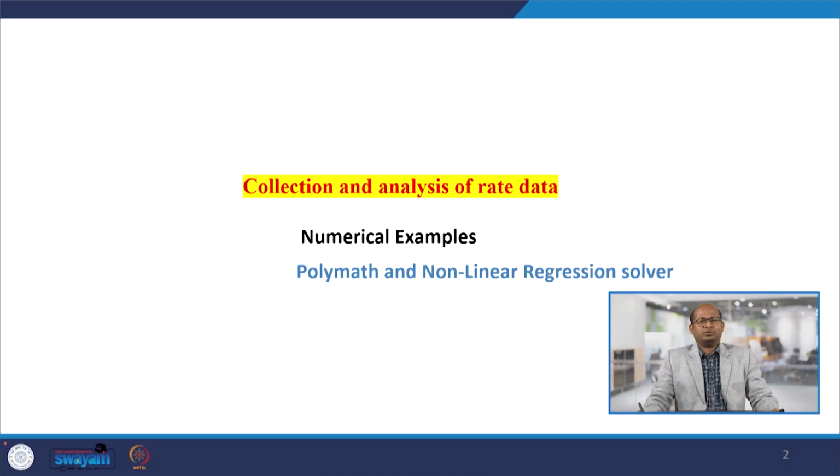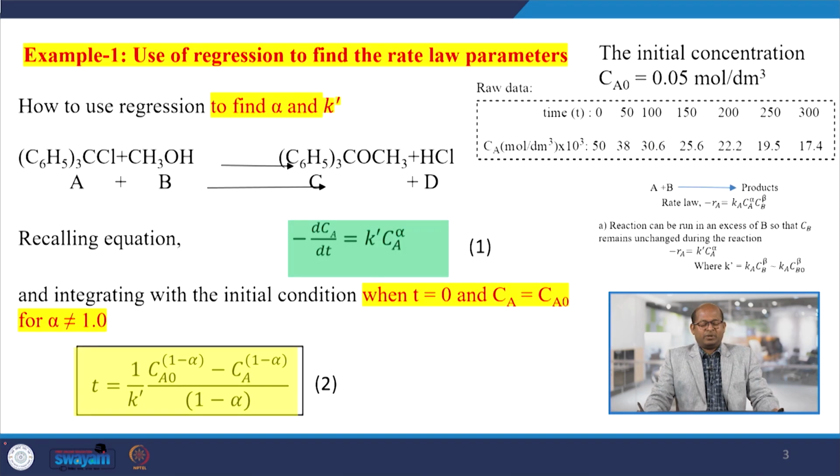So, in this course we are discussing the collection and analysis of rate data. We will discuss a few numerical examples, and on the basis of that we will discuss how to solve nonlinear equations by using Polymath software. So, that we will discuss. Let us say, for example, we are considering the reaction A plus B going to C plus D.